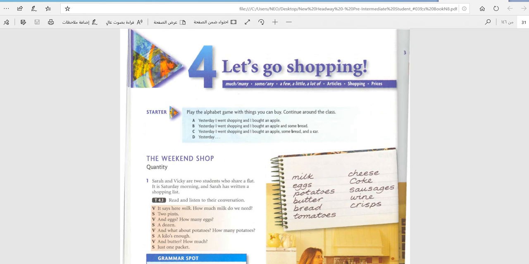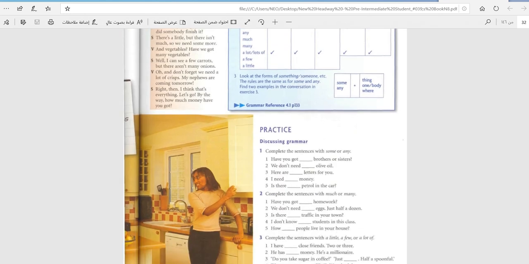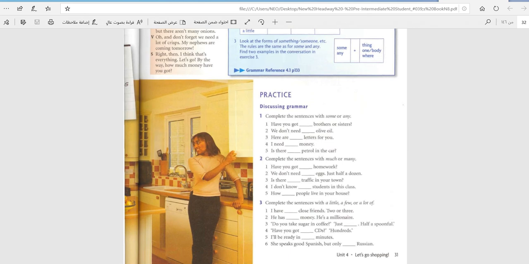By the way, what is the difference between a few and a little? كلمة a few تستخدم مع الشيء القليل الغير معدود. يعني مثلا القليل من الأرز، تمام، فهو غير معدود فنقول a few. كلمة a little تستخدم مع الشيء القليل ولكن المعدود، تمام. أما a lot of تأتي بمعنى الكثير من، تمام. طيب. Practice discussing grammar. Complete the sentences with some or any.